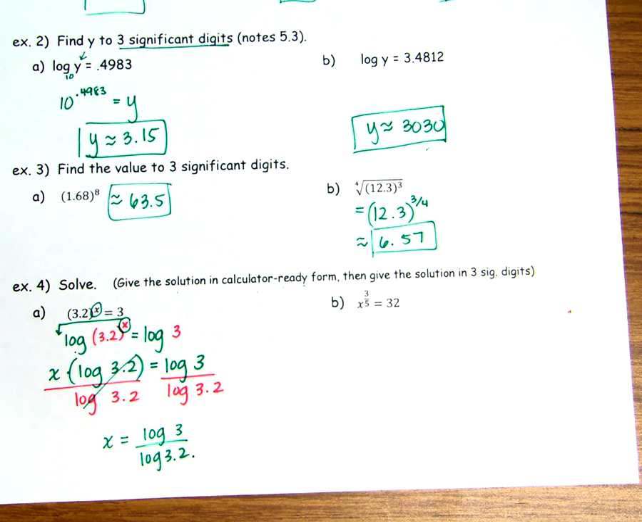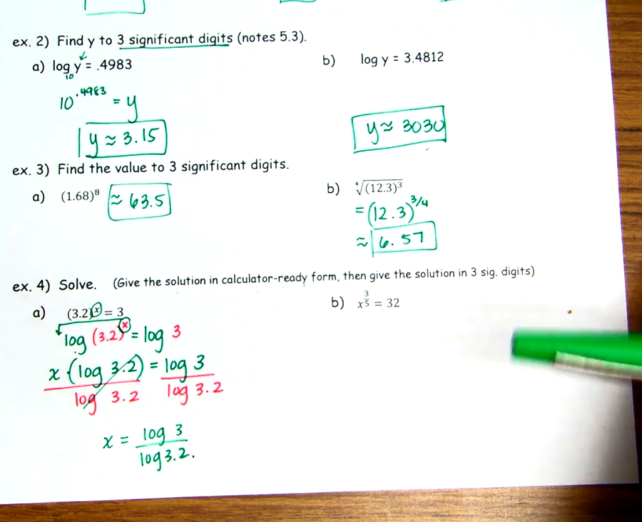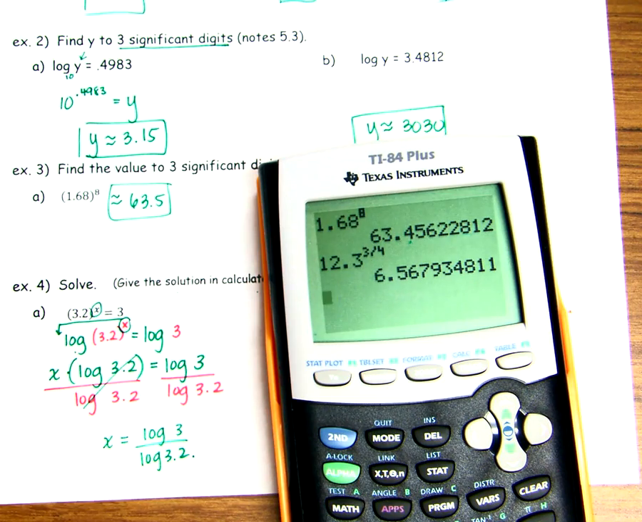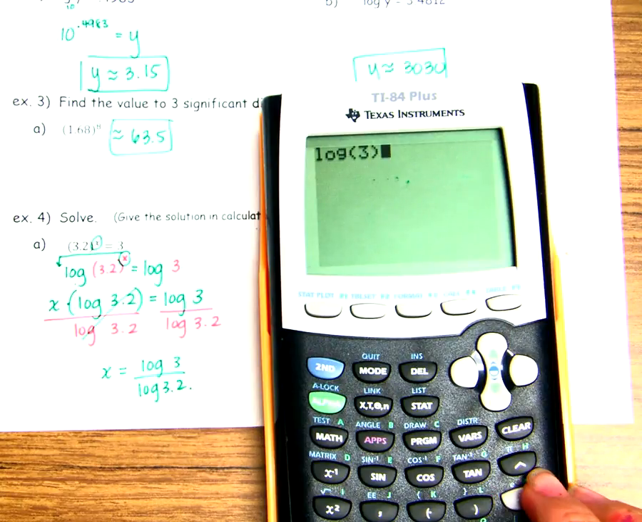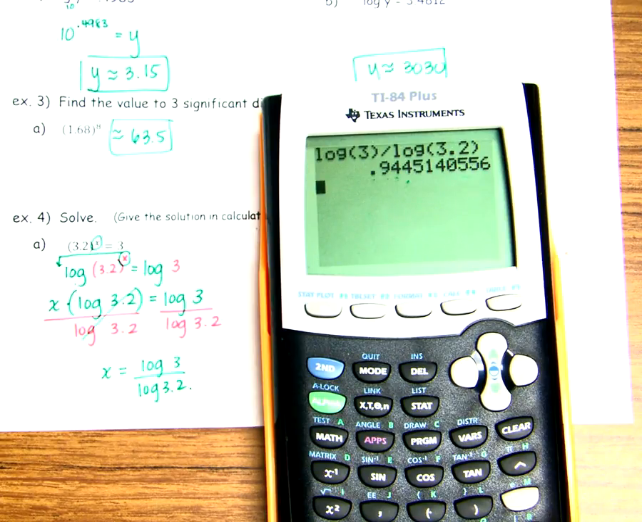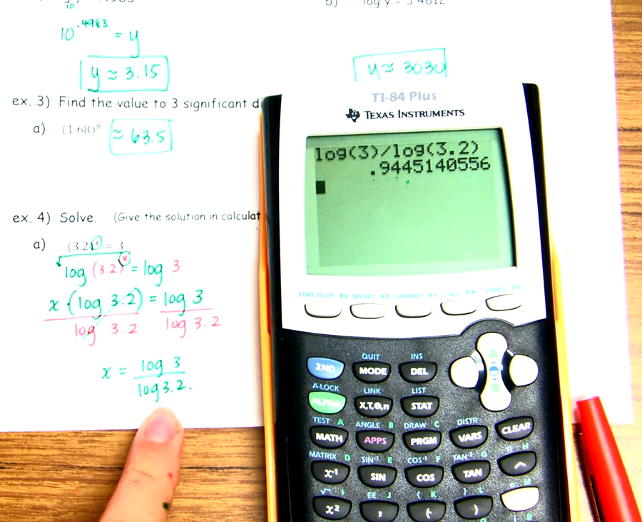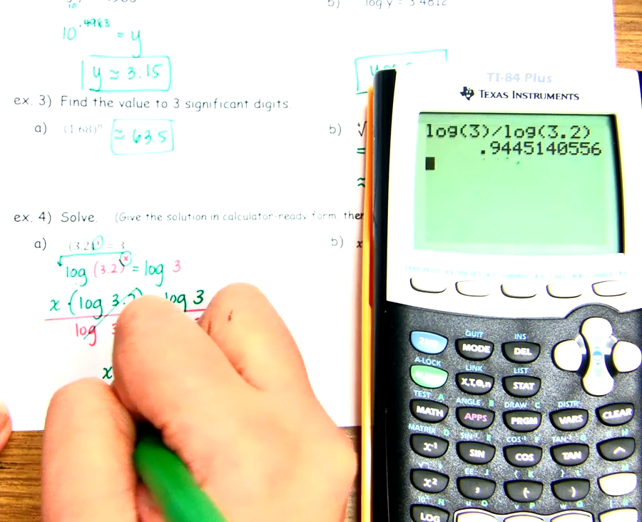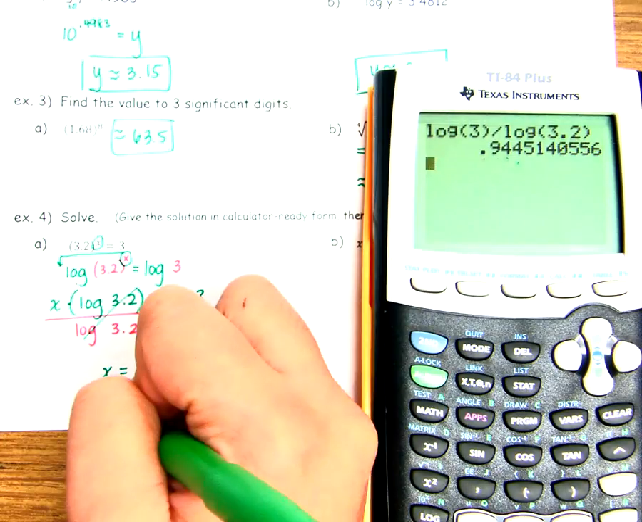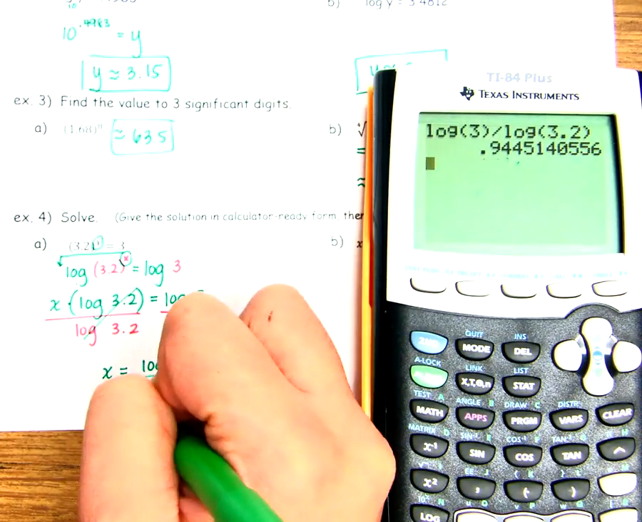And then that's going to give me x equals log of 3 over log of 3.2, which should not be confused with the condensing formula. It is not the same. So from here, notice that I have 2 logs and they're both base 10. They're both a common log. So I could just go to my calculator and click log of 3, close your parentheses, and then divide that by log of 3.2. Close my parentheses, and my answer is 0.944. So this is a calculator ready form, and now this is approximately, to 3 significant figures, 0.945.